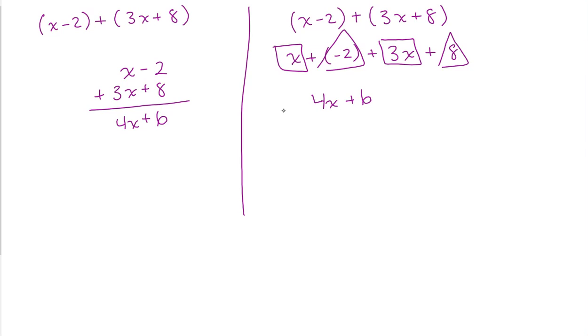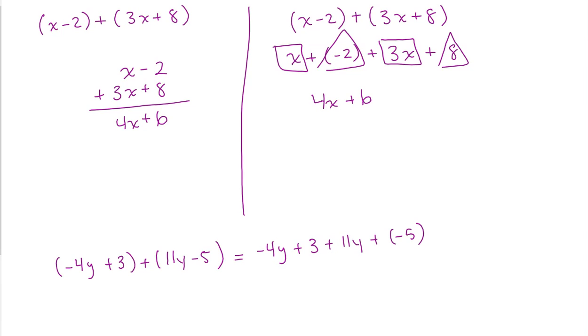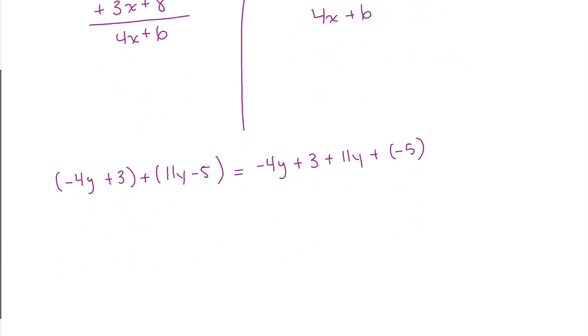Let's do another example. Let's add negative 4y plus 3 plus 11y minus 5. Now, I typically prefer the horizontal method. So I'm going to rewrite these terms, and we're going to go negative 4y plus 3. We're going to rewrite it as a sum, just a reminder, plus negative 5. Okay. Now we just need to group our like terms.